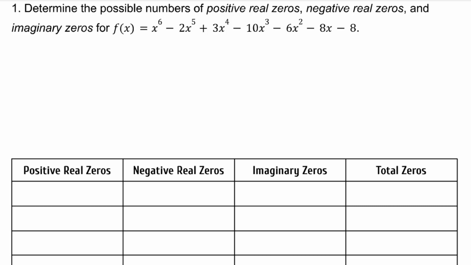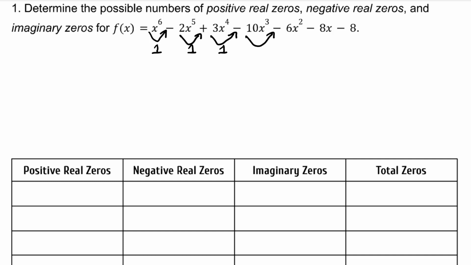To do that, we will use Descartes' rule of signs. So first count the sign changes in f of x. Your first term is positive, your second term is negative. That is one sign change. From negative to positive is another. From positive to negative is another.